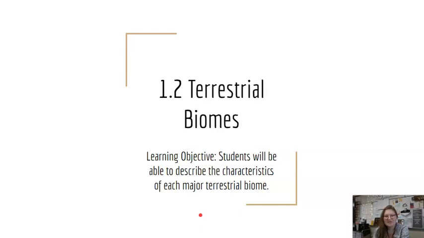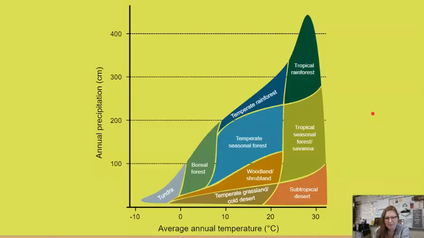All right, welcome to lesson 1.2. We're going to talk about terrestrial biomes today. So in our last lesson, we talked just about how we characterize them. This lesson is going to be a little bit longer and is going to talk about each of the biomes that we're going to focus on in this class. So the learning objective is that you'll be able to describe the characteristics of each major terrestrial biome.